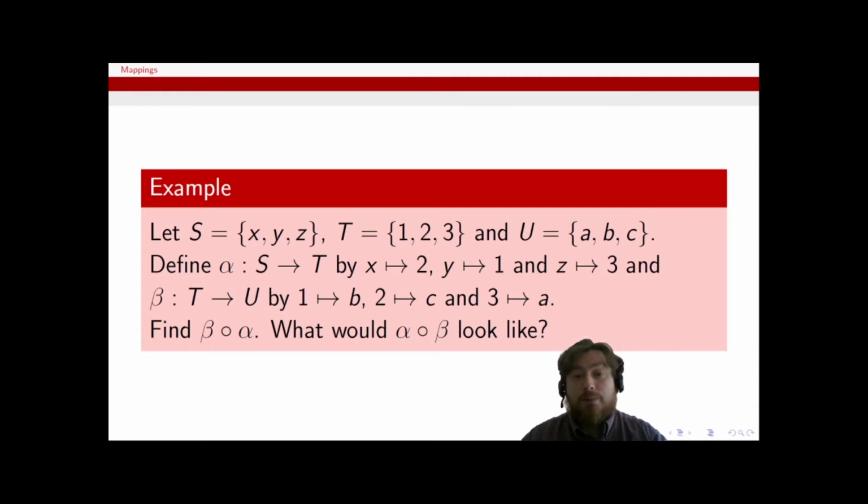What we're going to want to do is figure out what beta of alpha looks like and what alpha of beta looks like. So we'll go ahead and draw these out and see what happens.